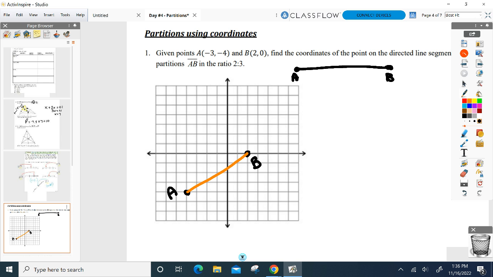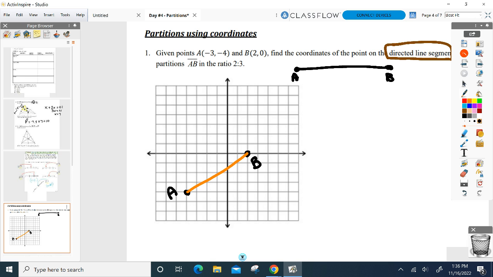Wording that you're going to see in every problem when we do these partition questions. I don't want it to freak you out. I want you to be comfortable seeing it in every partition question. And that's right here. You're going to see this phrase, directed line segment. Why do I put that in there? Here's why. Because we're going to break this up into a ratio of 2 to 3.